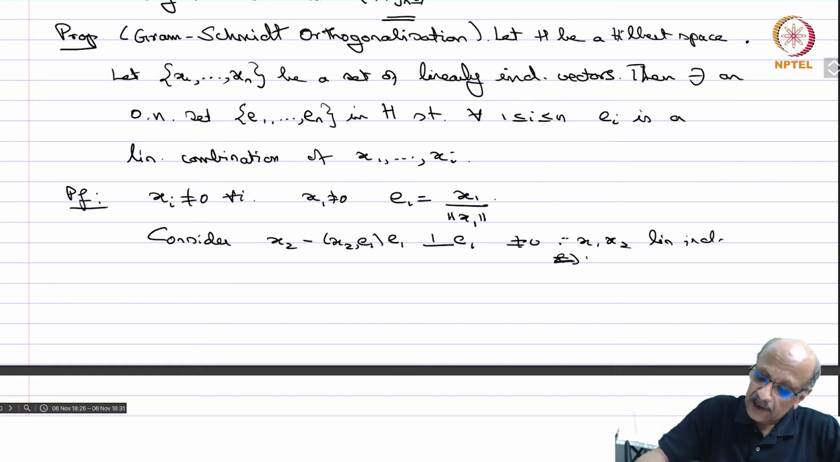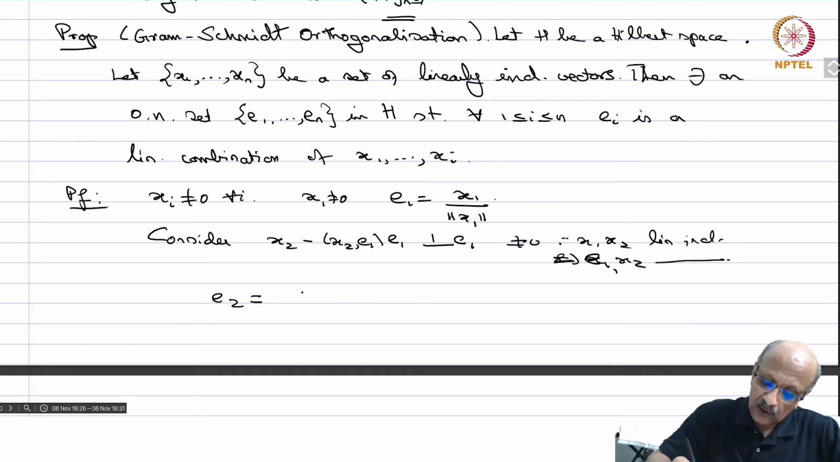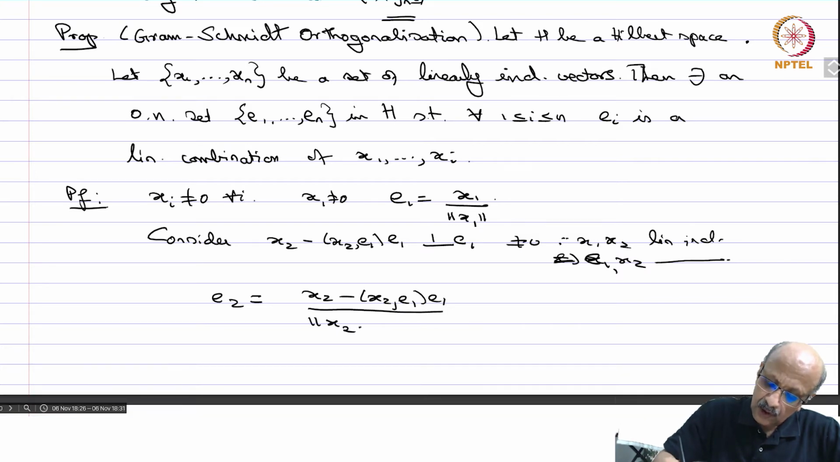and this implies that E1 and x2 are also linearly independent, because E1 is just a multiple of x1. Here you have a non-zero coefficient for x2, so this cannot be the 0 vector. Therefore I can divide by its norm. So I define E2 equals x2 minus ⟨x2, E1⟩E1, divided by the norm of x2 minus ⟨x2, E1⟩E1.